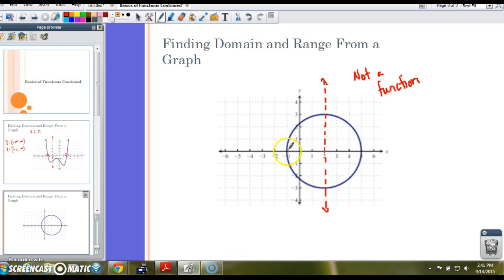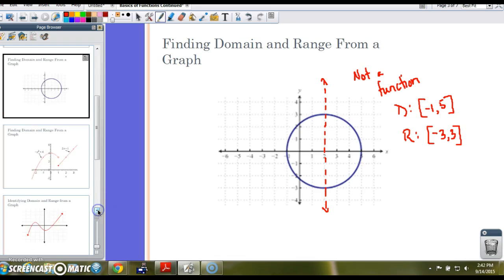Okay, you could look at your minimum x and your maximum x values and your minimum y and maximum y values, right? So your domain would go from -1 to 5, and your range goes from -3 to 3. So you can find domain and range, just make sure that you signify that it's actually not a function if that's the question that they're asking.